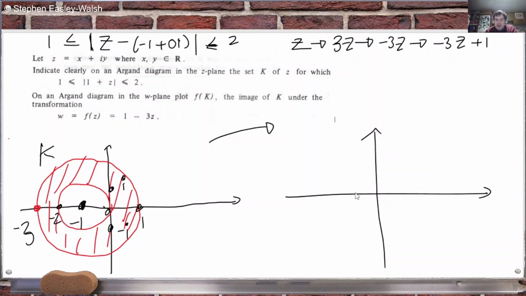So let's look at what happens to the center. It started here at minus 1. So if I triple it, it'd be out here at minus 3. And the center wouldn't care about the minus here because that flips it upside. Oh no, it does care. It flips it through the imaginary axis. So now it gets flipped over here to be at 3. And then you add 1 to it. So now it's here at 4.